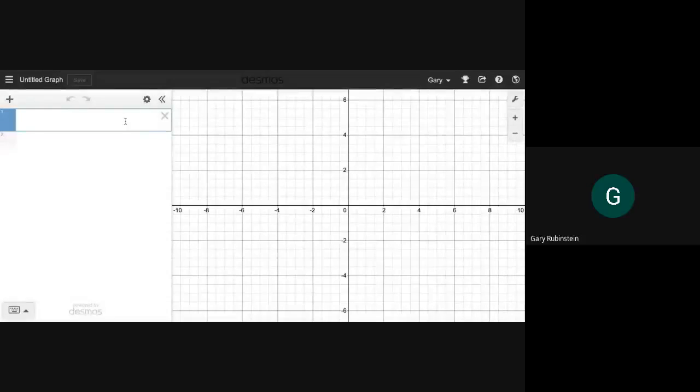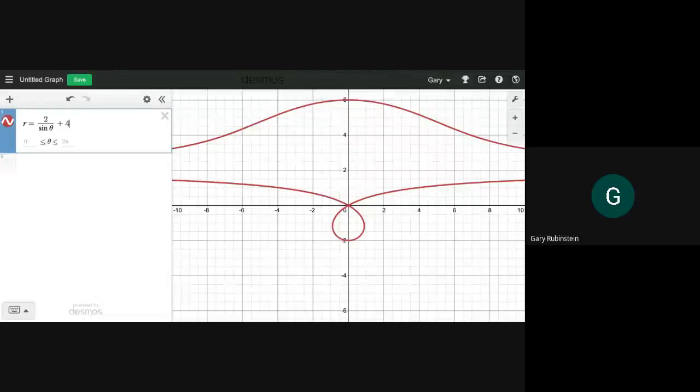So if I type this in, r = 2 over sine theta plus 4. Check it out. That's the equation of that conchoid. So there's an example of a famous curve.